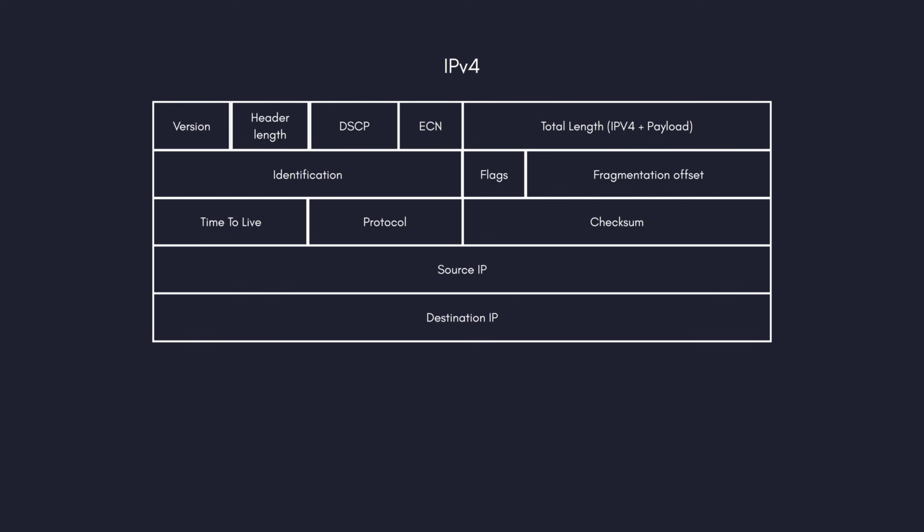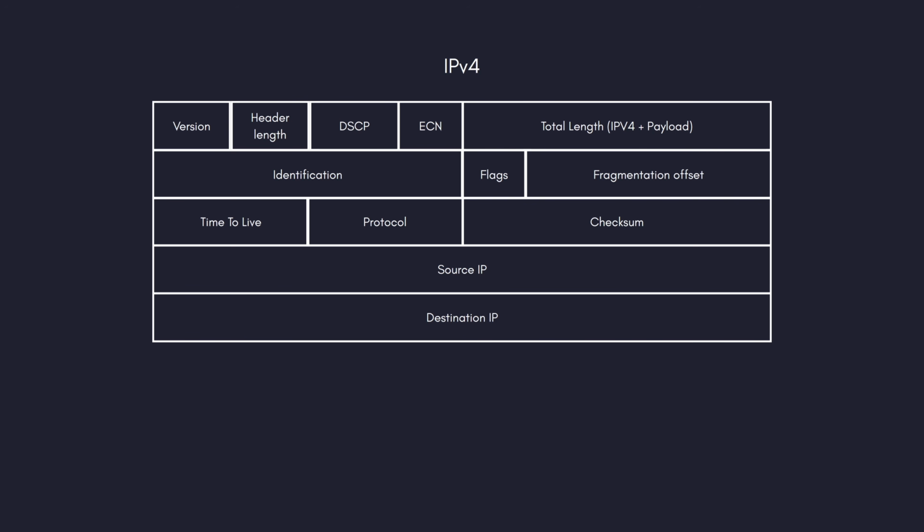Then we have the total length. This is 16 bits and it indicates not only the length of the IPv4 header, but also its payload, so the entire length of the packet. That is ignoring the Ethernet header that we sent before this one, but that one is not counted here. After that, we have another 16-bit field called identification. This is used to uniquely identify fragments of packets, because packets can actually be fragmented, but we don't really do that, so we don't use the identification field.